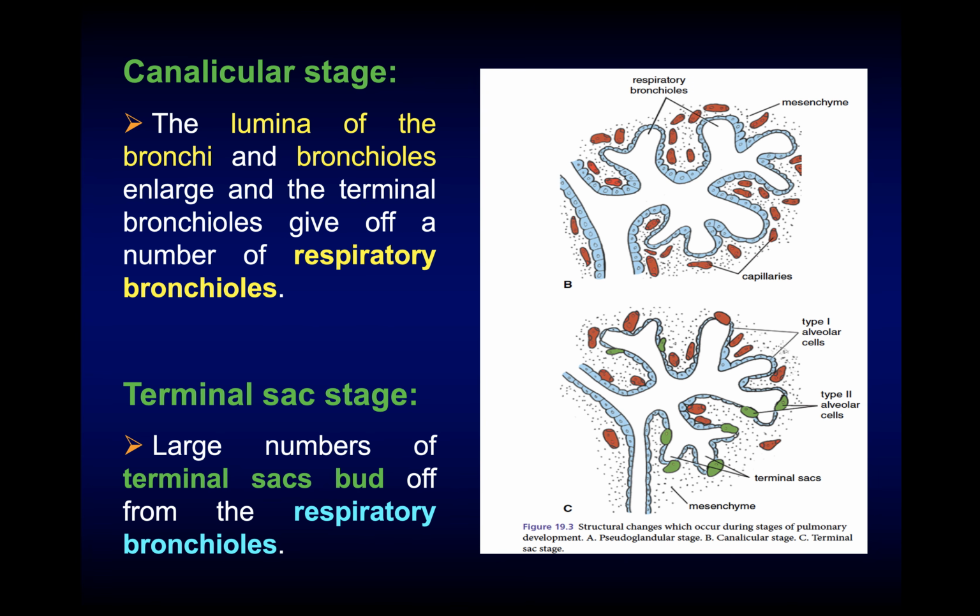The fourth stage is the canicular stage, from canal. At this stage, the lumina of the bronchi and the bronchioles enlarge. So this is an enlargement of the cavities. As I said, the bronchioles also give us the respiratory bronchioles, and there's the formation of the terminal sac.